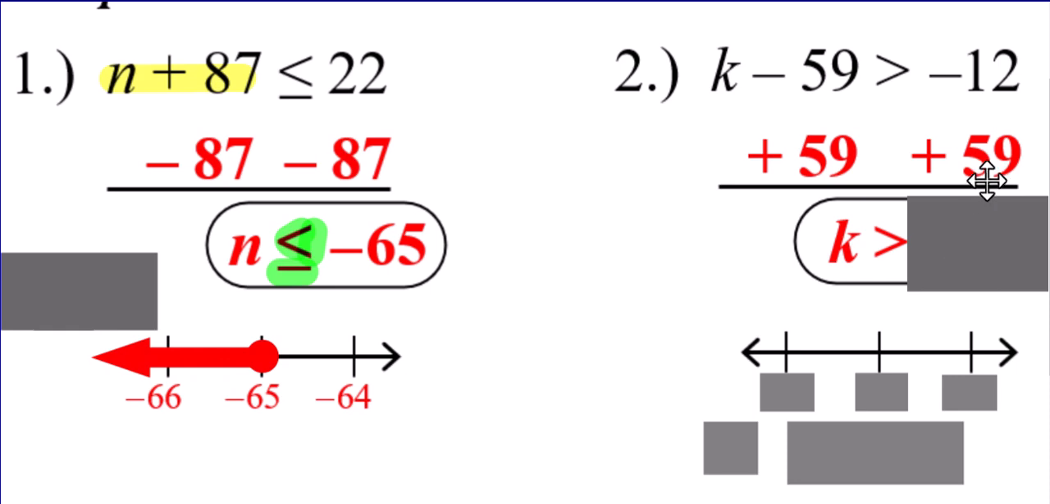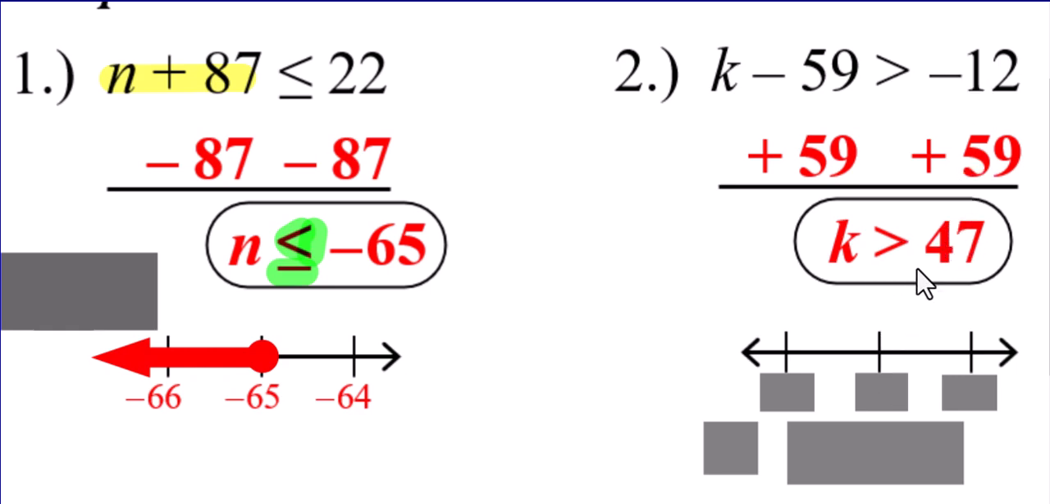K is greater than, well, a negative plus a positive you would subtract in your head. If you really need to use a calculator, you may, but you should remember these basics. Negative plus a positive, subtract in your head. That's how we get 47. Since 59 has a bigger absolute value than negative 12, that's why the answer is positive.